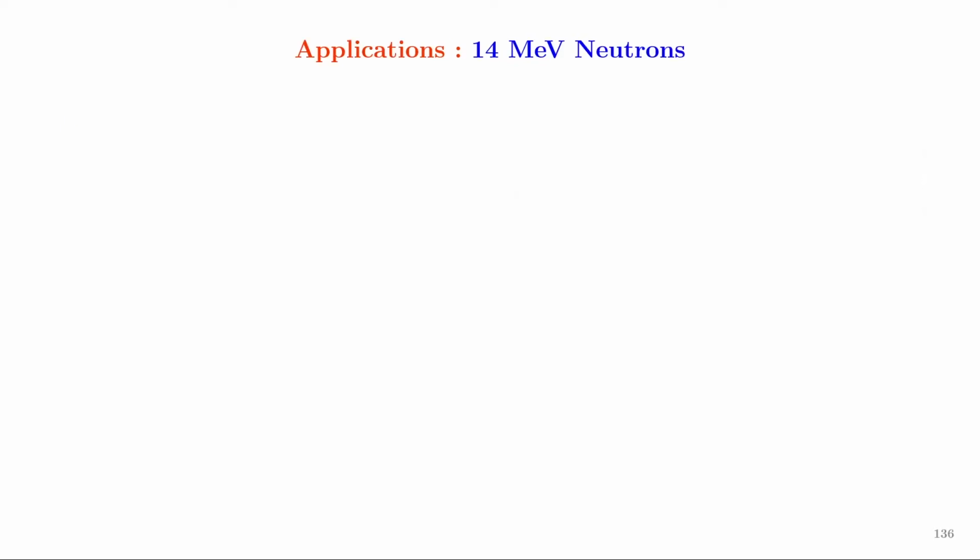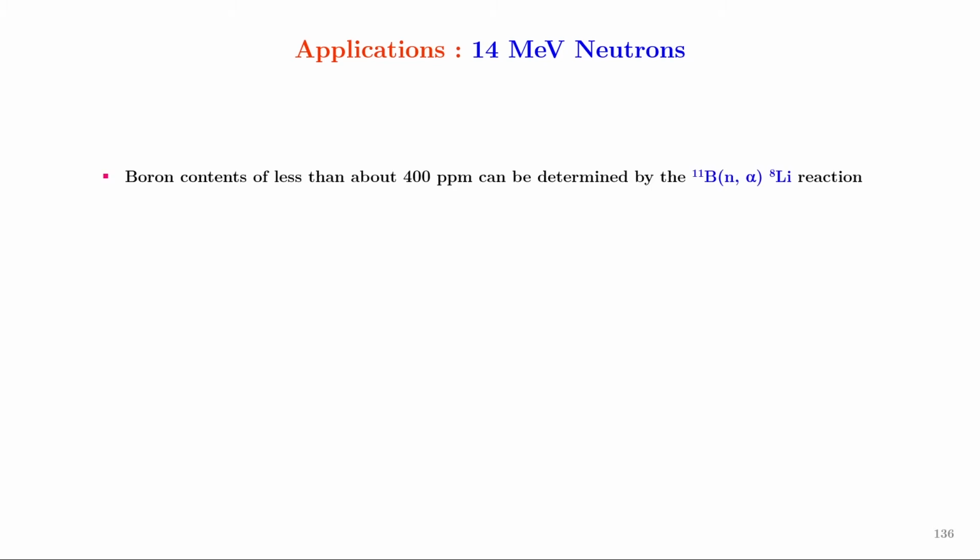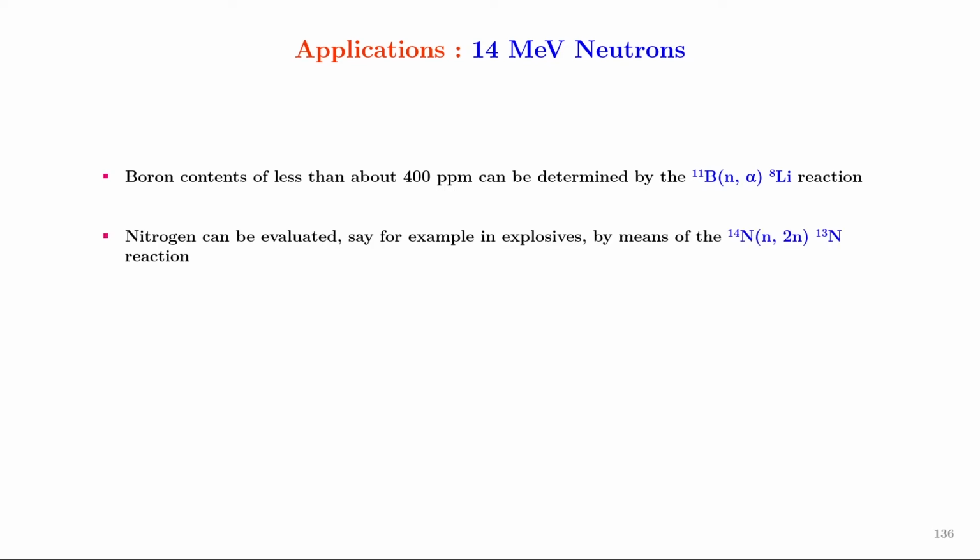We shall now discuss some of the applications of neutron activation analysis. Application of 14 MeV neutrons: using 14 MeV neutrons, boron contents of less than about 400 ppm can be determined by the ¹¹B(n,α)⁸Li reaction. Nitrogen can be evaluated, for example in explosives, by means of the ¹⁴N(n,2n)¹³N reaction. Oxygen can be determined, especially in metals, by the ¹⁶O(n,p)¹⁶N reaction.